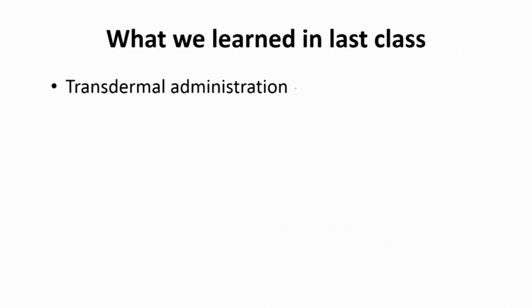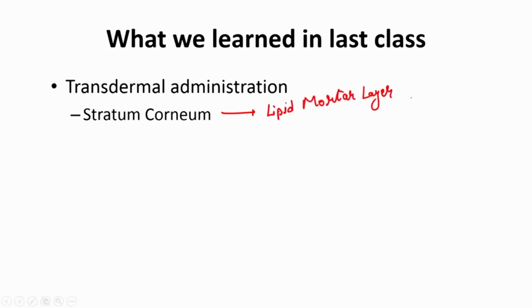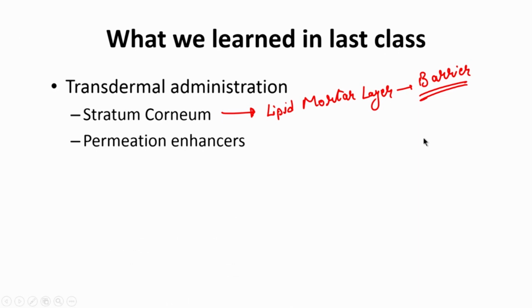Okay. So, we looked at transdermal administration in a little more detail. Remember we are saying that stratum corneum is a major lipid mortar layer that is responsible for causing a very tight skin barrier, and this is the major challenge when you are looking to deliver things transdermally, because most of the drugs are not able to penetrate through this barrier. And then we talked about some of the strategies to overcome this barrier and enhance the delivery.